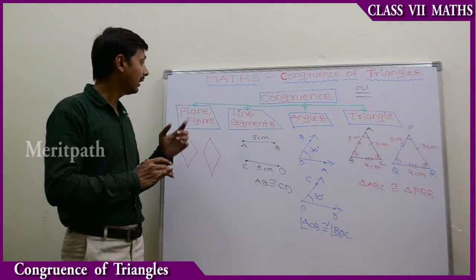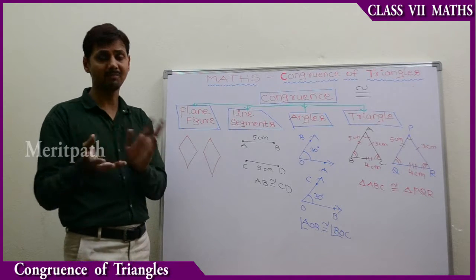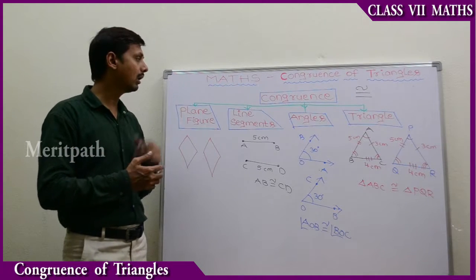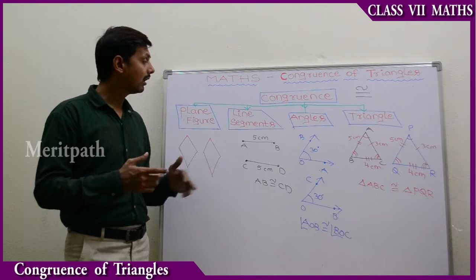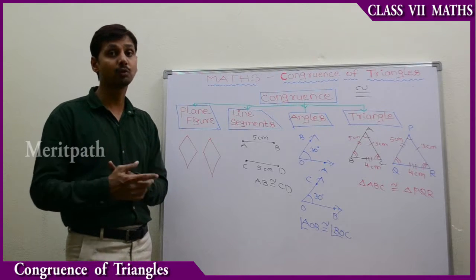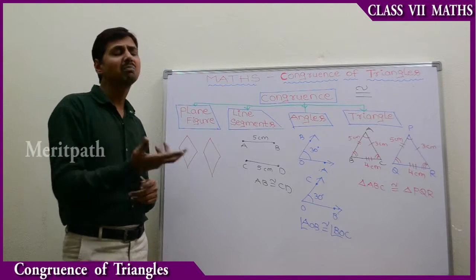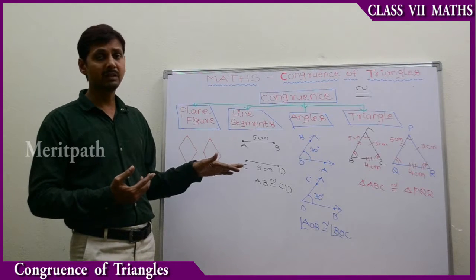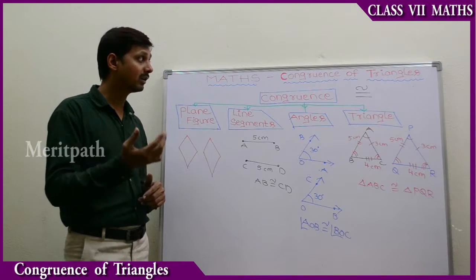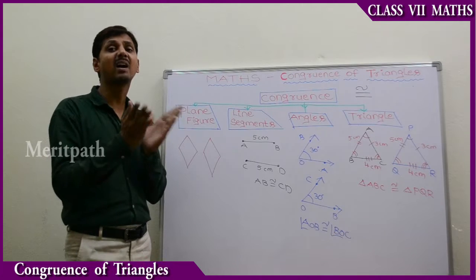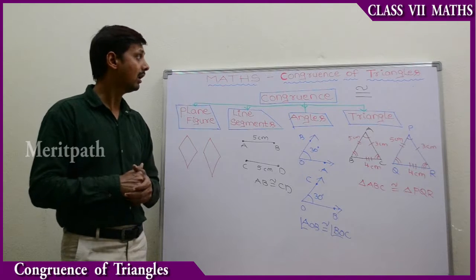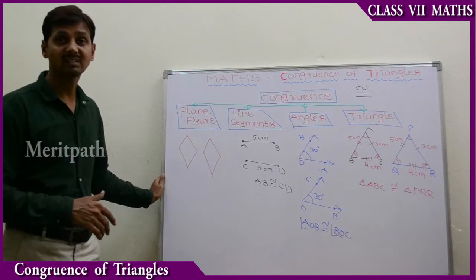And this kind of figures or objects are called congruent figures. When we compare them, the corresponding parts are equal, the same size and same shape. We call plane figures congruent if they are equal, and coming to line segments, if they're equal in length, then we call them congruent to each other. The line segments are congruent to each other. And angles must be equal; if one angle is equal to another angle, then we call them congruent to each other. Congruency of angles. Triangles: the corresponding sides and corresponding angles must be equal, and we call the triangles congruent to each other. This is the concept about congruence.